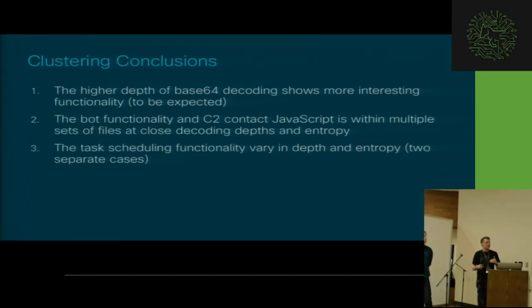And this showed us that essentially they were changing their algorithm each time, where we would have a large number of different files, but they would have the same functionality in different encoding steps. And then another variance of what I just mentioned is that we have the task scheduling functionality that varied in decoding depth. So essentially that shows us they're changing the amount of decodes that they're doing in every single document iteration.